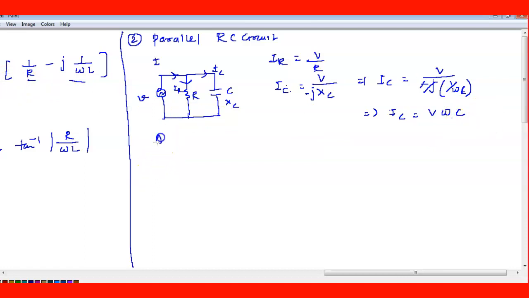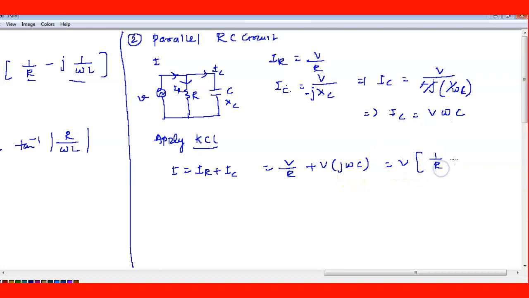So now we apply KCL. So I is equal to IR plus IC. So we can write V by R plus V into j omega C, right? If you take V common here, we will get 1 upon R plus j omega C. So this is V, and this we can assume is Y, right? So Y is equal to this one, and we can write this is your G and this is B. Okay.